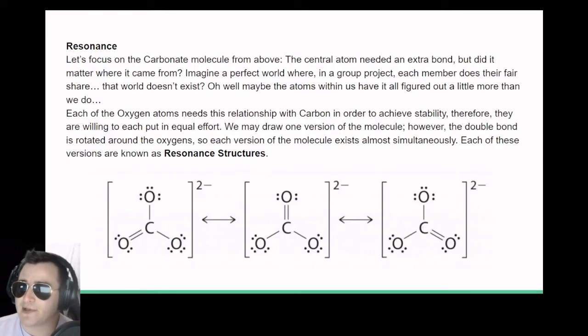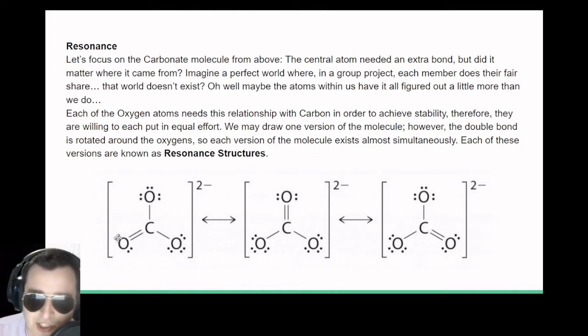Resonance is when you take an example like carbonates from a couple slides ago, and you're like, hey, I'm at that final step where I have to put an extra bond somewhere. And wouldn't you know, it doesn't matter where it goes. And wouldn't you know that these molecules realize that too. It doesn't matter which oxygen gets the double bond. So what do they do? They share the load. So effectively, all three versions of carbonate exist simultaneously. They pass this double bond around the central atom, taking turns with the extra responsibility of sharing that extra electron with carbon in order to make the relationship work.